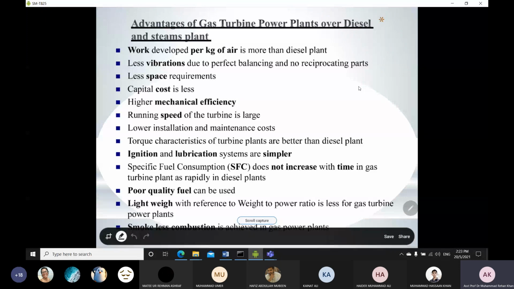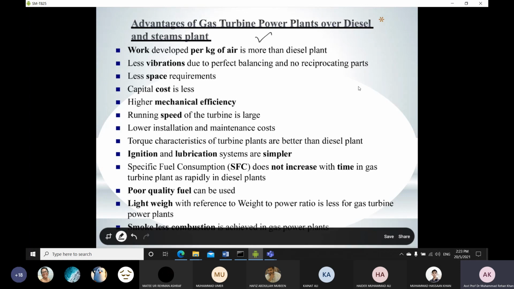Then, coming to the advantages of the gas turbine over steam power plants or diesel engines: the work developed per kg of air is more as compared to diesel plants and also steam power plants. Then there will be less vibration because there is no reciprocating motion. I already told you that gas turbines are not reciprocating machinery; they are basically rotary machinery.